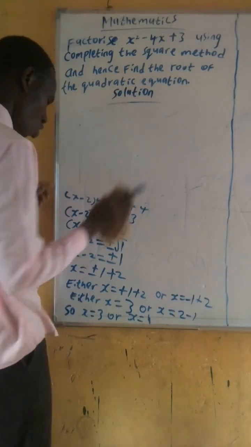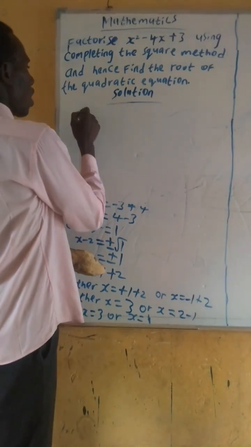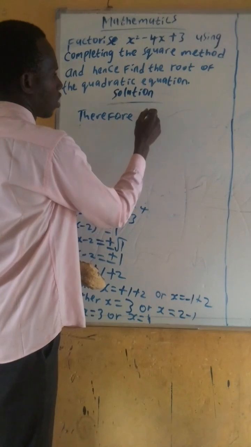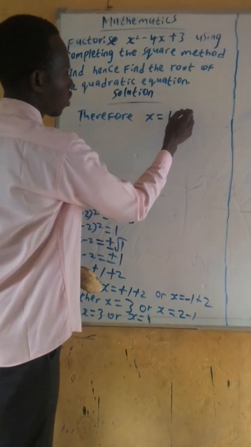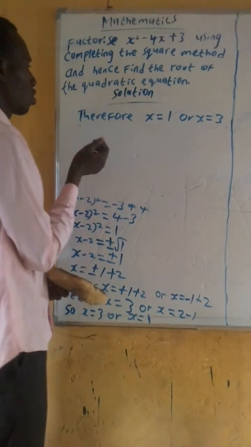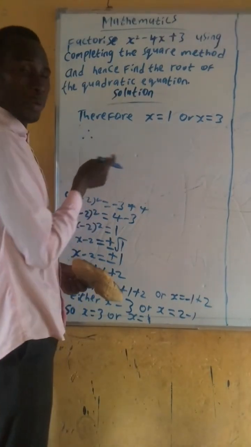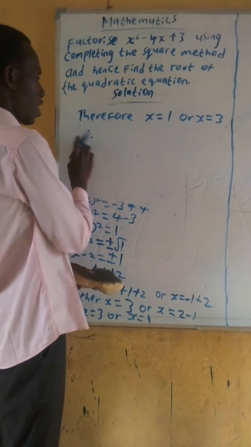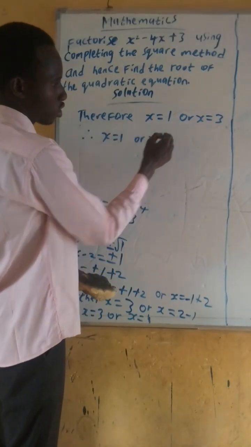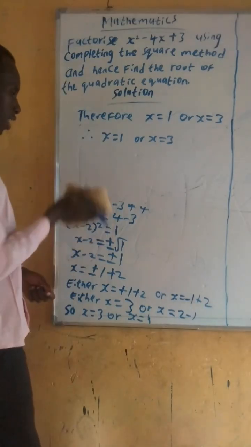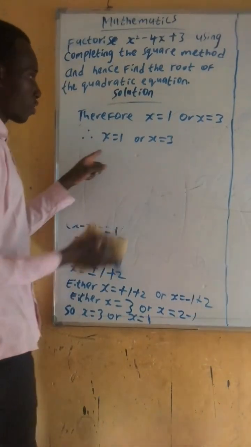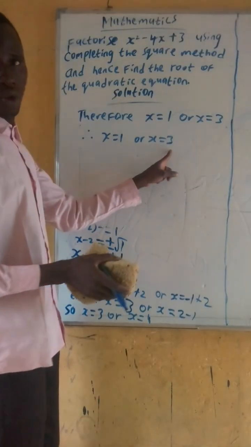So have you seen that now? So therefore, x equals to 1 or x equals to 3. You can write it this way, right? You can also represent it like this. This is the sign for therefore in mathematics. X equals to 1 or x equals to what? 3. Now, having done that, this is the root of the equation. X equals to 1 or x equals to 3.